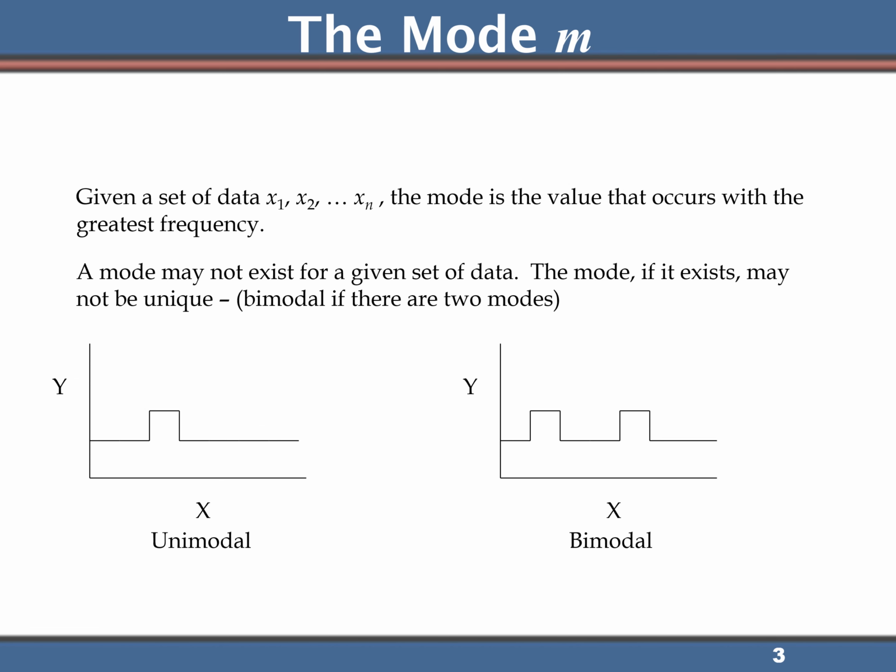The mode is the value that occurs most frequently in the dataset. It is possible that the mode does not exist for a particular dataset. The data has a unimodal distribution if a unique mode exists. If two modes exist, then the set has a bimodal distribution.